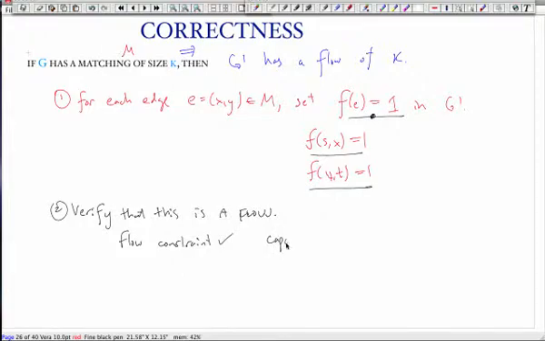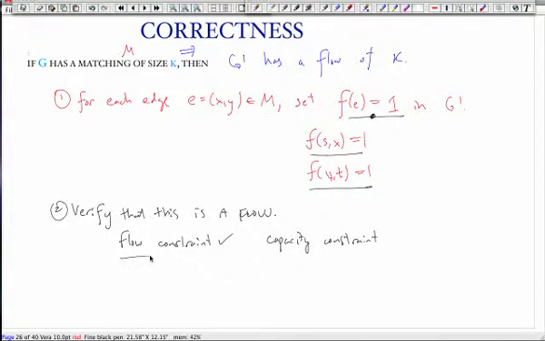Capacity constraint? Why is the capacity constraint satisfied? Because the capacity in this graph was 1 for every edge, and we're only assigning flows of value 1, right?